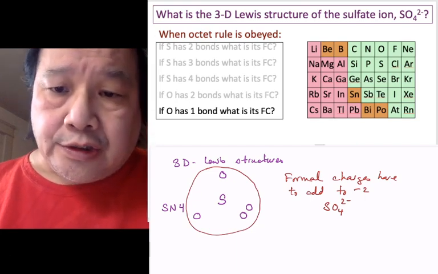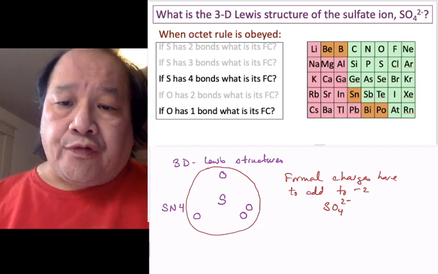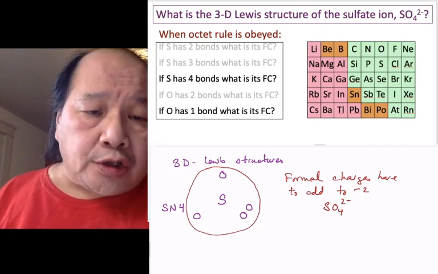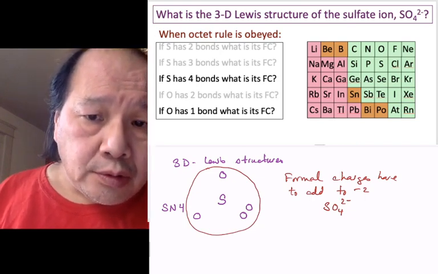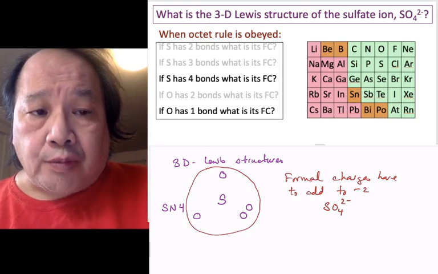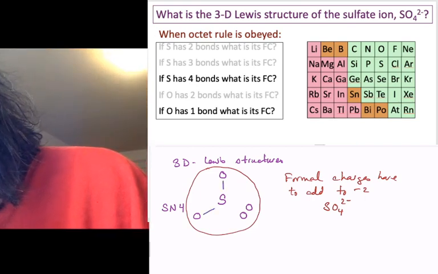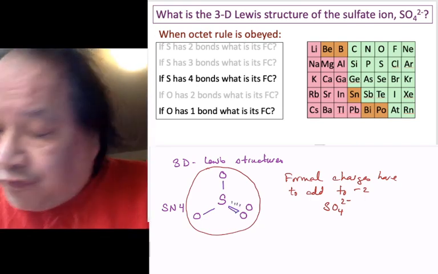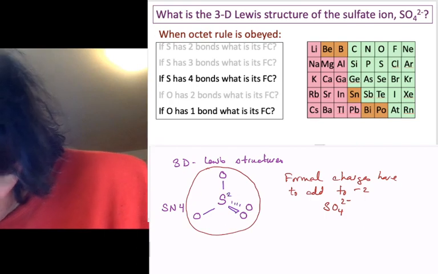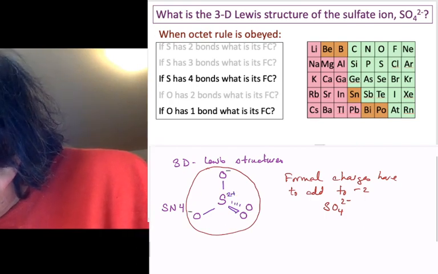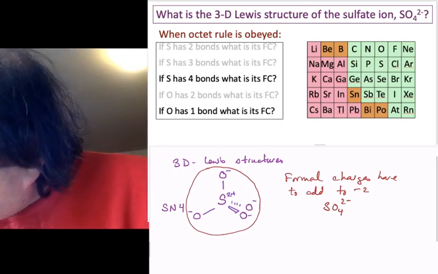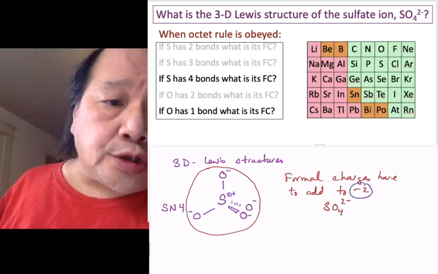The key is that sulfur with four bonds has formal charge 2+. Oxygen with 1 bond has formal charge 1-. So if I do that, that sulfur's got 4 bonds, it's 2+. The oxygen is 1-. If I add up all the formal charges, it's -2. This is the correct structure.